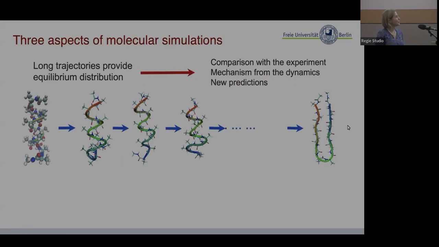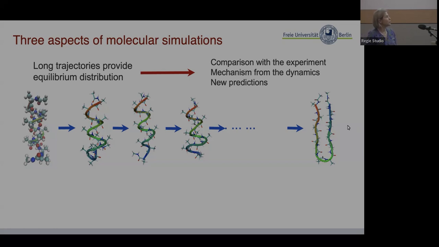I'll try to give you an overview of what we've been doing in the last couple of years in understanding the dynamics of biomolecules with simulation and machine learning. We don't do experiments, we use experimental data, but today I will not talk about the work with experiments.